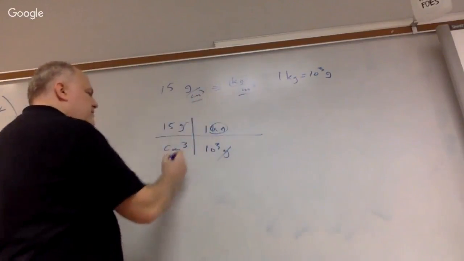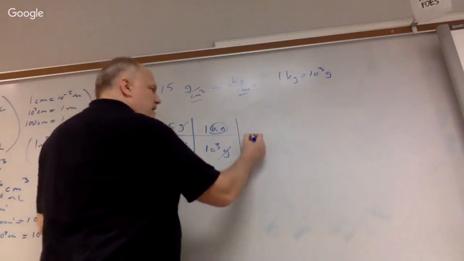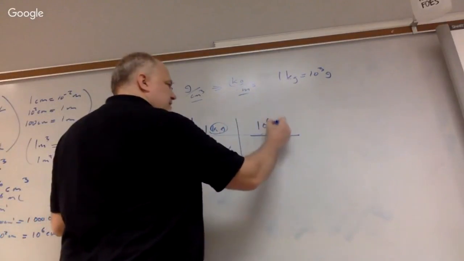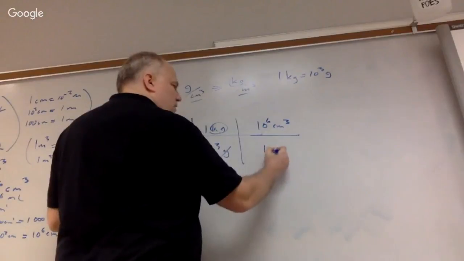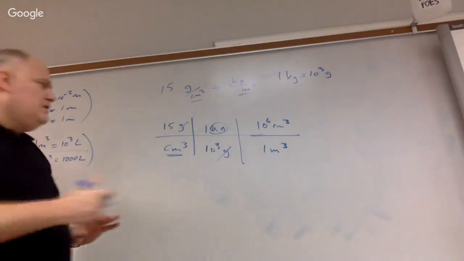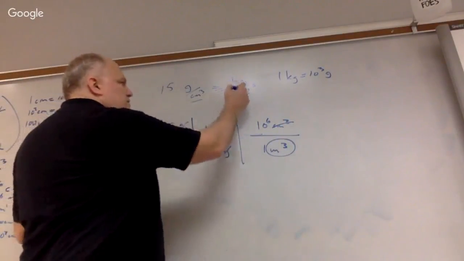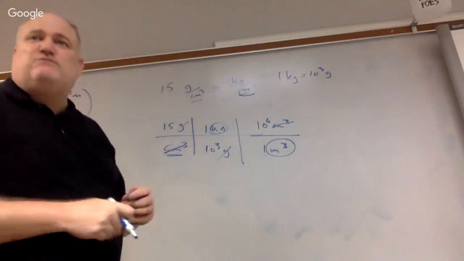Now how about centimeters cubed to meter cubed? Do we have a conversion for that now? Isn't 1 meter cubed equal to 10 to the 6 centimeters cubed? So we can one-step this, can't we? And again, could we go 10 to the 6 centimeters cubed on the top, 1 meter cubed on the bottom? So now my centimeters cubed cancels. Don't I have meters cubed? Now I'll let you do the math on this, but that's one of the problems you have.